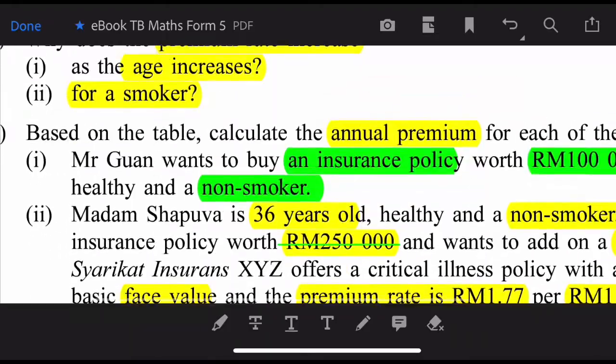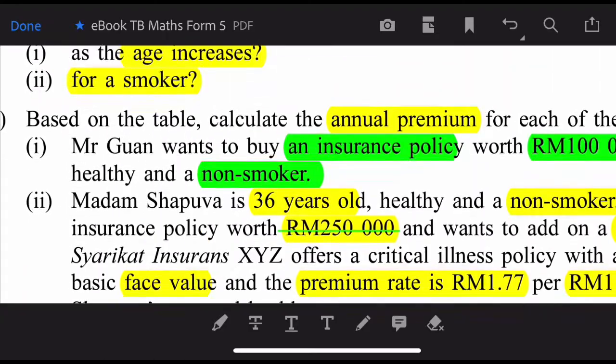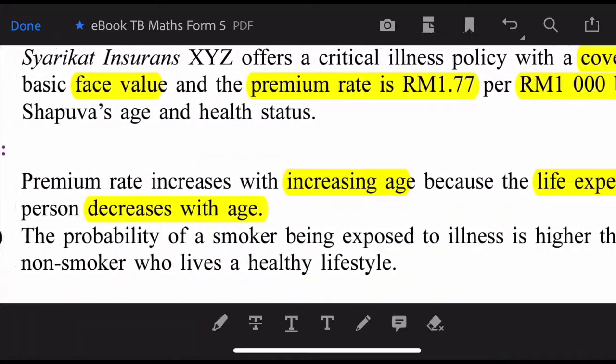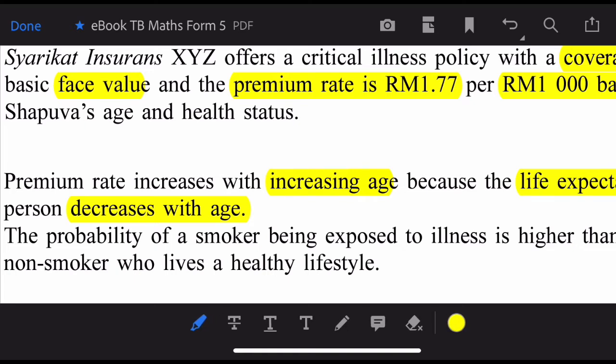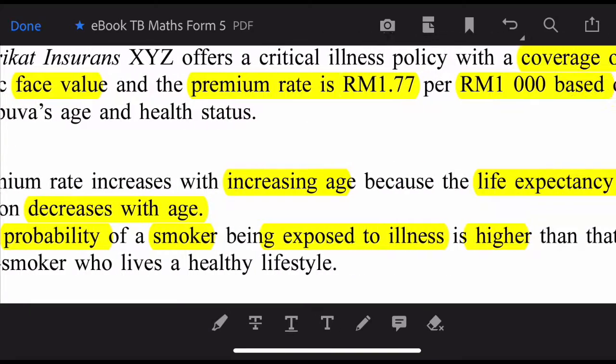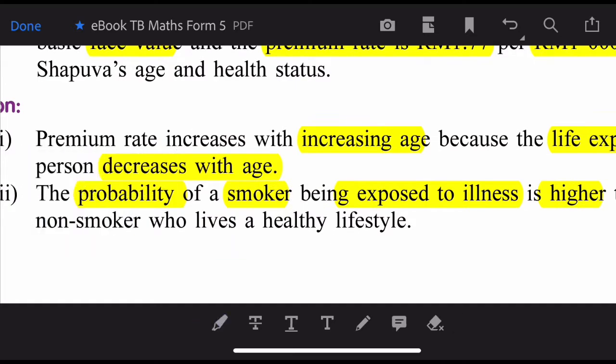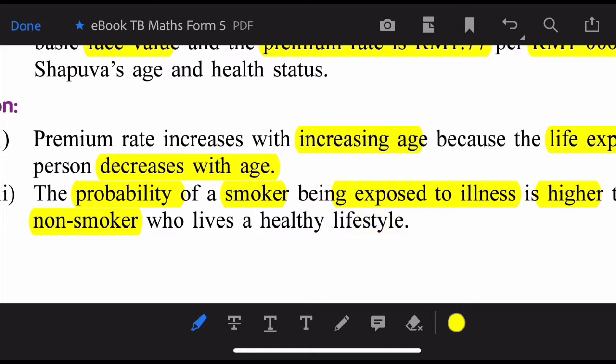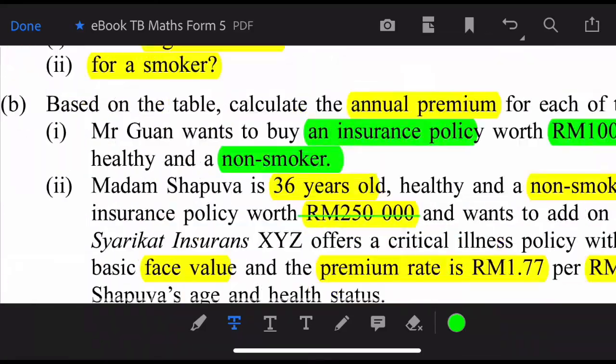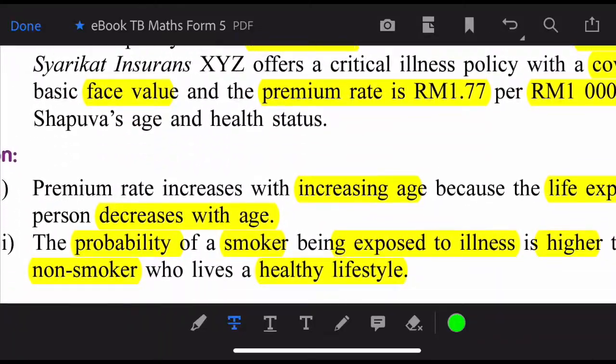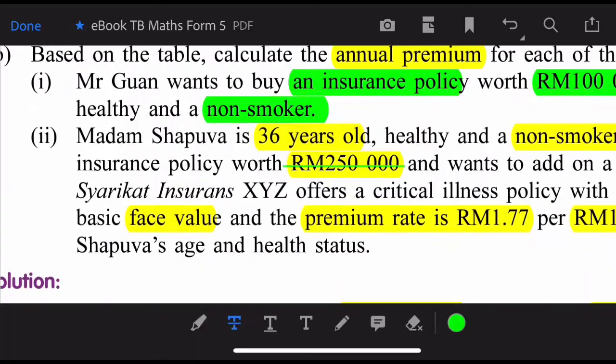Now we will see when age increases, the life expectancy decreases, right? For a smoker, the probability of being exposed to illness is higher than a non-smoker who lives a healthy lifestyle. So a healthy lifestyle is very important. The healthier you are, the lower the probability of being exposed to illness. That's how you answer the question for a smoker: the probability of being exposed to illness is higher compared to a non-smoker, right?